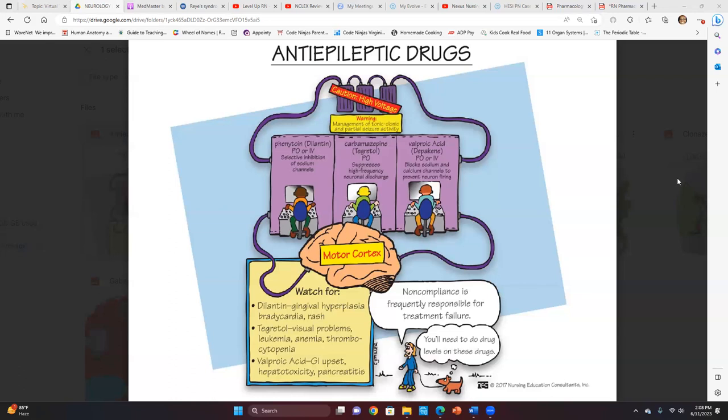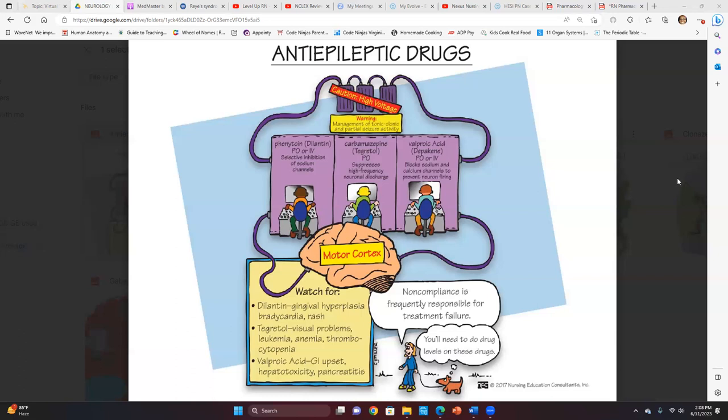So that is gabapentin. Now, when we think about our anticonvulsants, there is a potential for toxicity. These medications can cause drowsiness. They should not be taken with antacids because antacids will decrease the absorption. These anticonvulsants can also elevate blood glucose levels, so blood glucose monitoring may be something the nurse has to do.